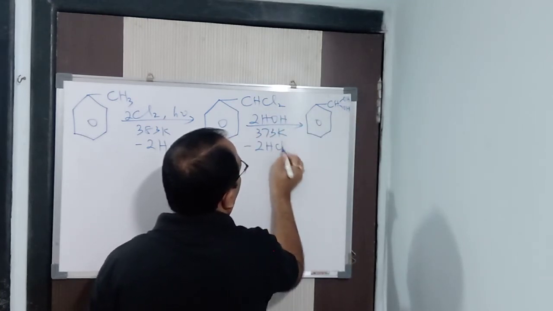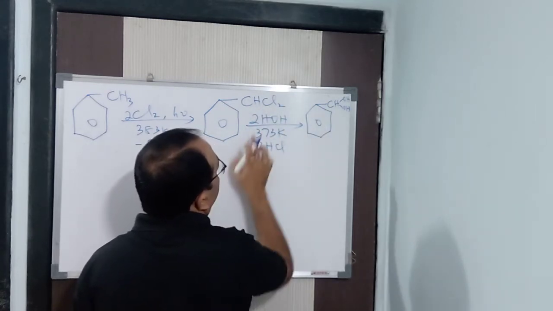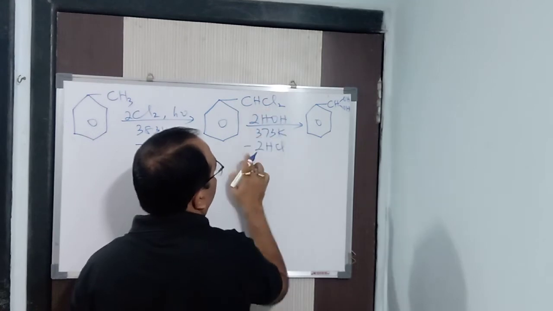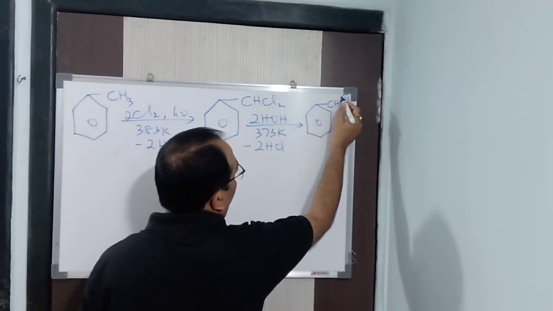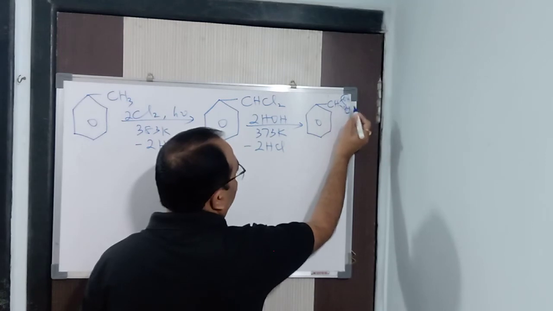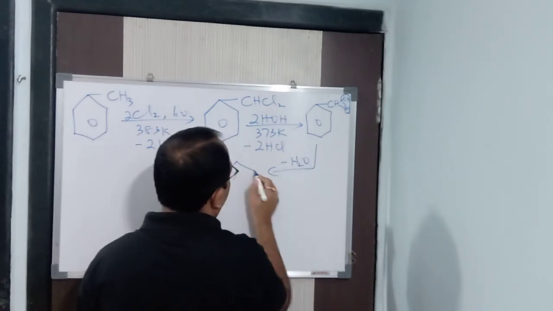And what will you be getting? 2 HCl. This chlorine reacts with this 2H to form 2 HCl. Now, you know that a particular carbon cannot have more than one OH group. Isn't it? So it is being replaced by water, and hence what is remaining behind?